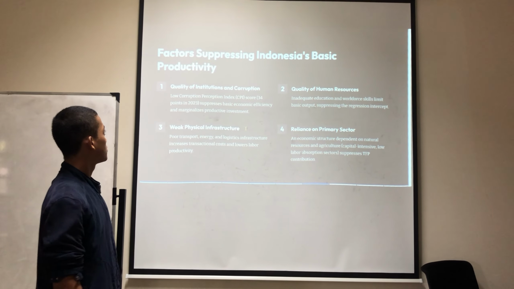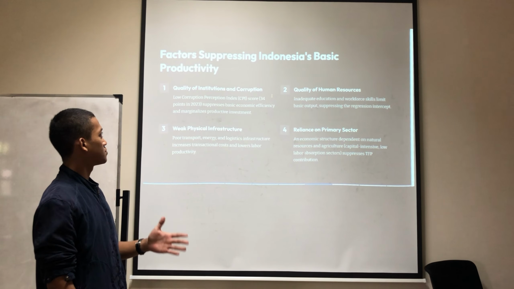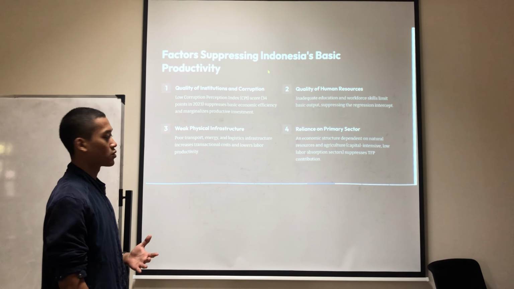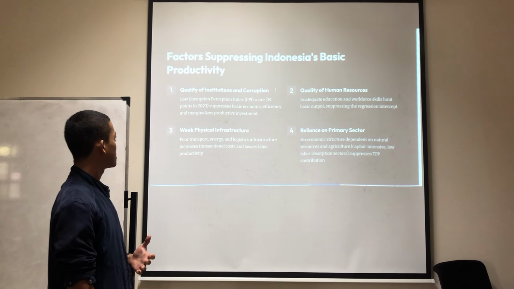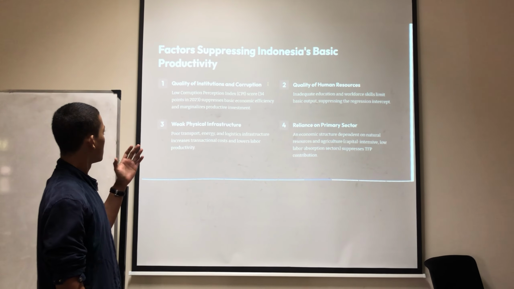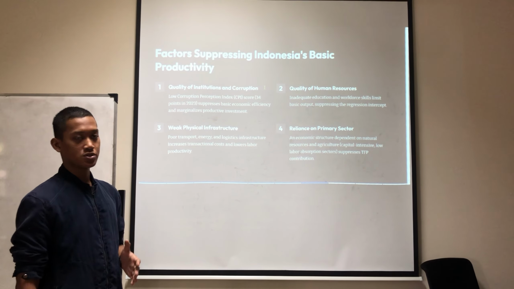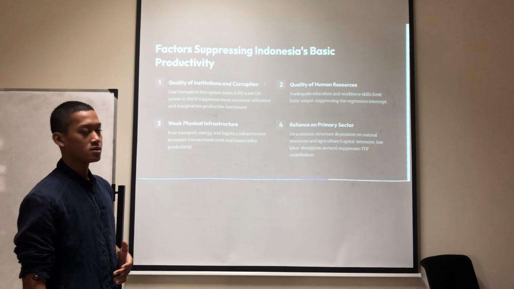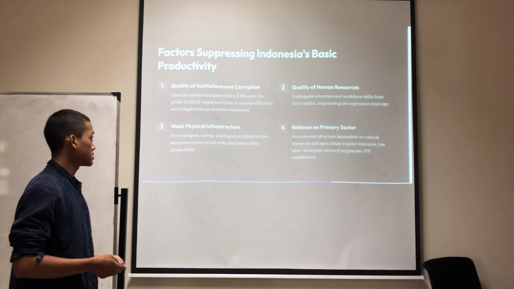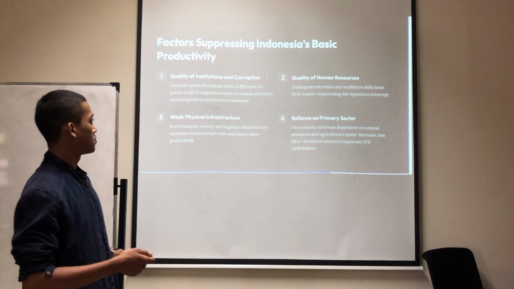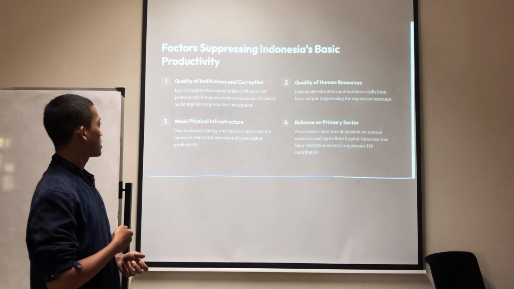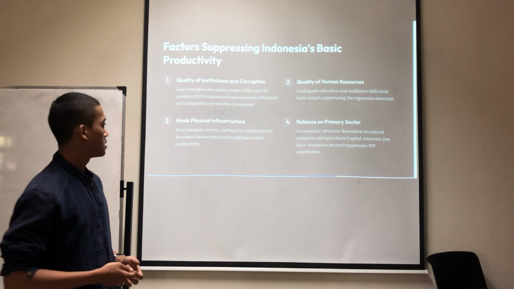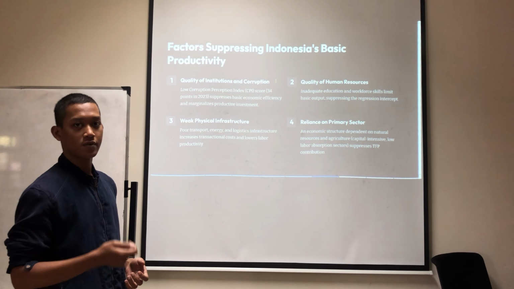For the next slide, we're talking about the factors that suppress Indonesia's basic productivity. The first underlying issue is the quality of institutions and corruption. The low corruption perception index score, about 34 points in 2023, suppresses basic economic efficiency and marginalizes productive investment.